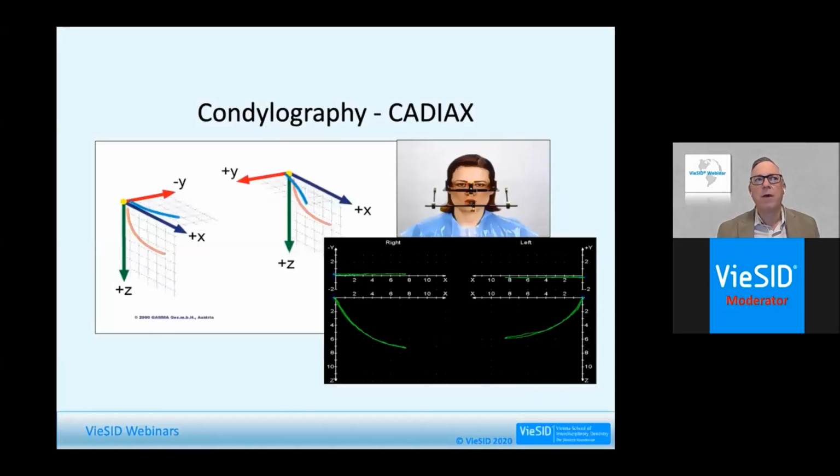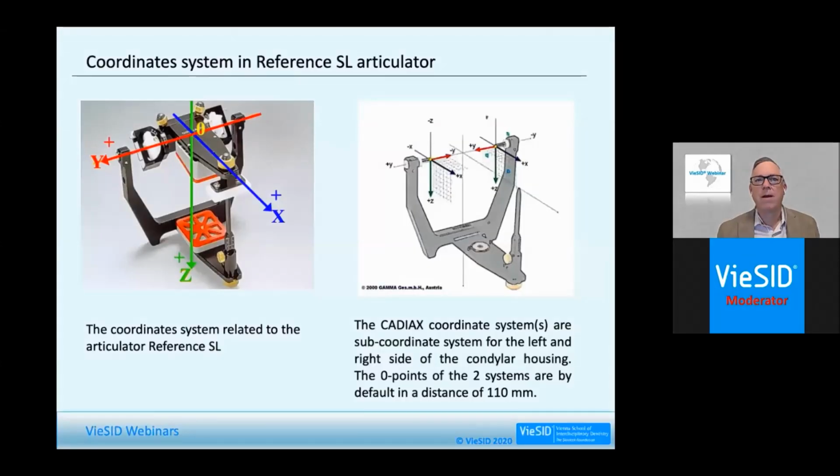Using our X, Y, Z axes, we can create tracings of how the hinge axis moves in three-dimensional space. We can view these on the right and left sides, also from the front, the side, and the top. Our X, Y, and Z coordinates relate also to the articulator. In this picture, the gamma reference SL articulator is shown.